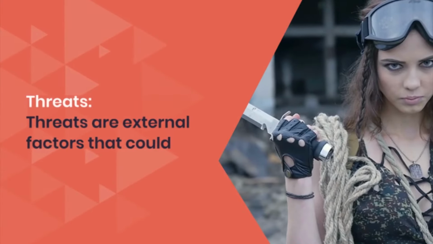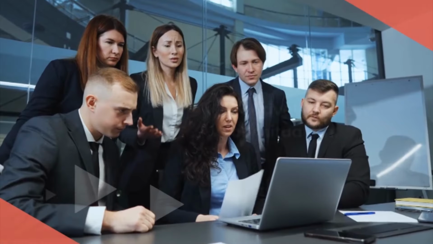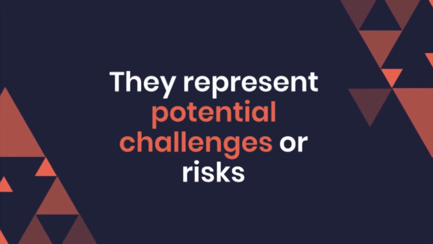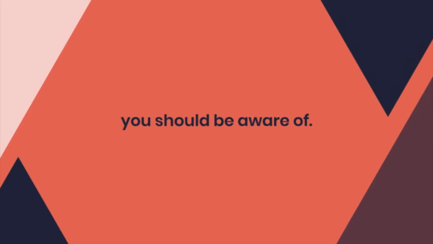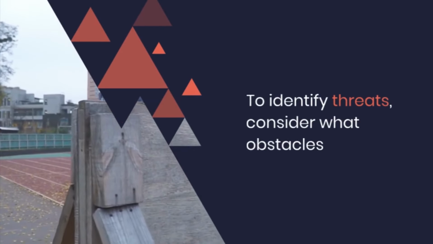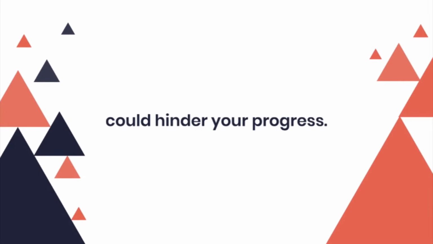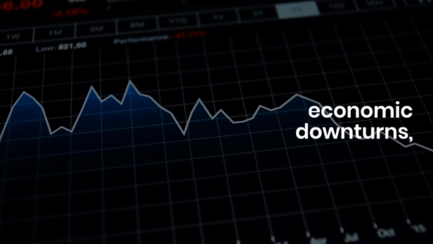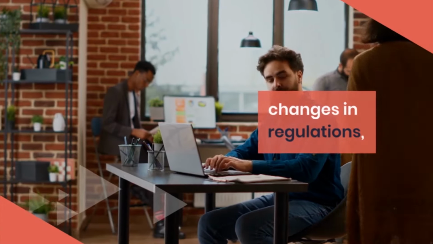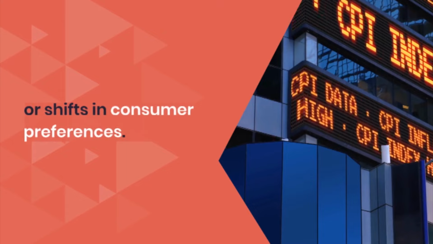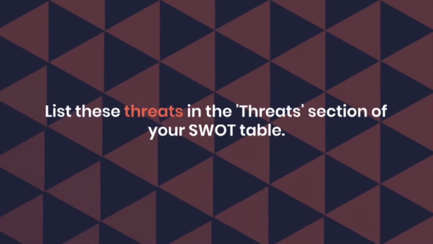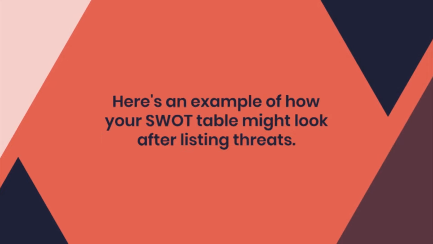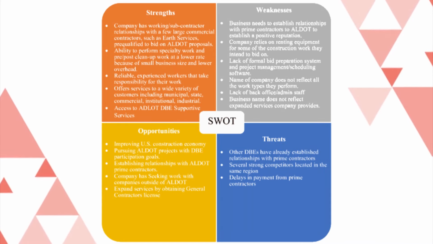Threats. Threats are external factors that could negatively impact your situation. They represent potential challenges or risks you should be aware of. To identify threats, consider what obstacles could hinder your progress. These might include market competition, economic downturns, changes in regulations, or shifts in consumer preferences. List these threats in the threats section of your SWOT table. Here's an example of what your SWOT table might look like after listing the threats.